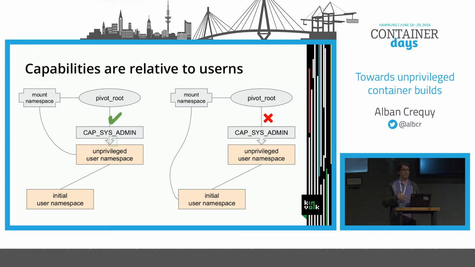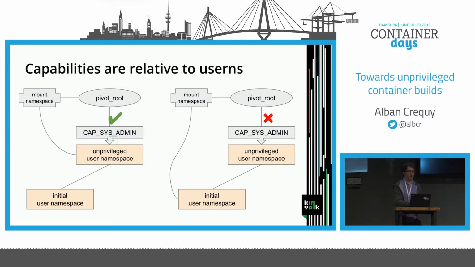because capabilities are always relative to a user namespace. In this example, I have a process here that wants to run the system call pivot_root, and it has the capability CAP_SYS_ADMIN, so it should be able to do that, but depending on the configuration, there could still be restrictions. Because pivot_root is a change on the mount namespace, you change the mounts.